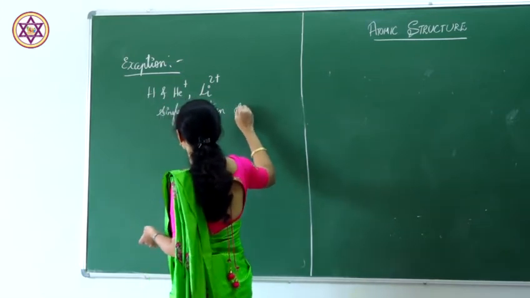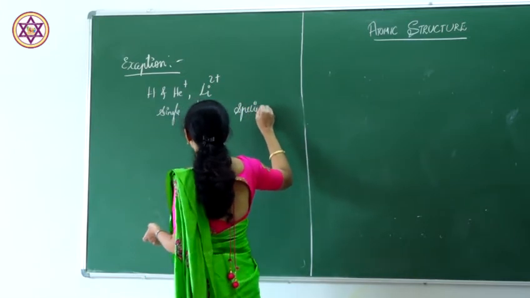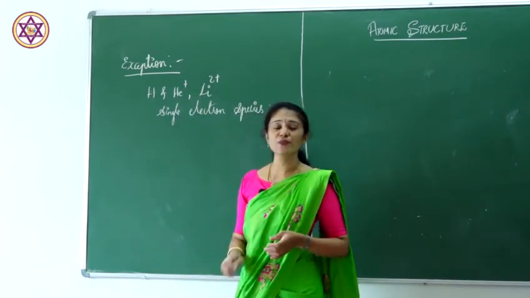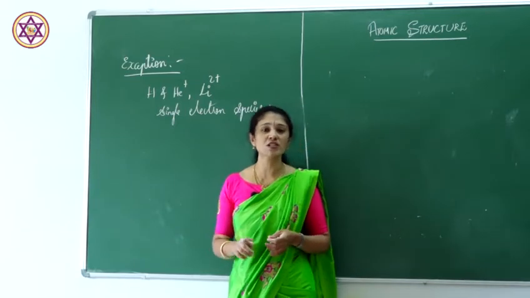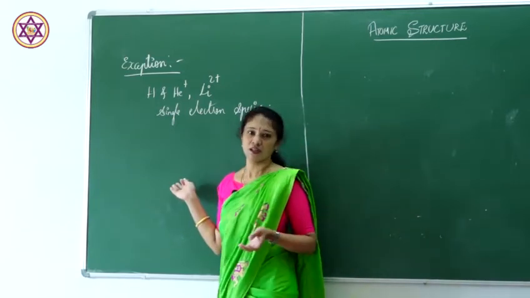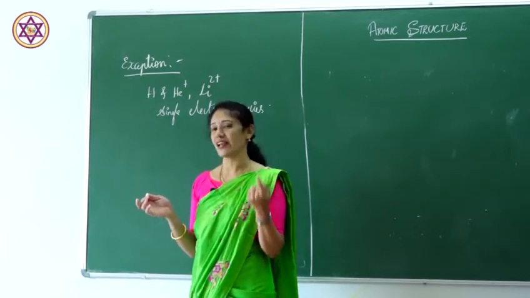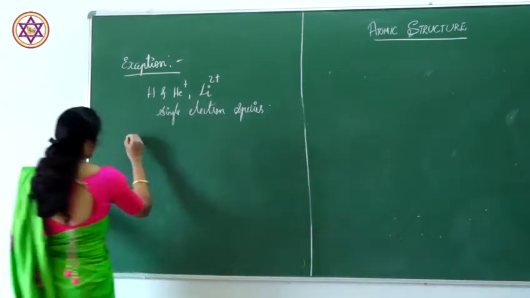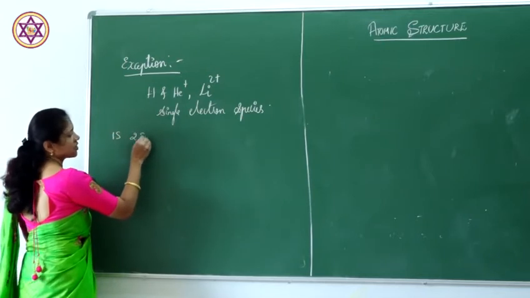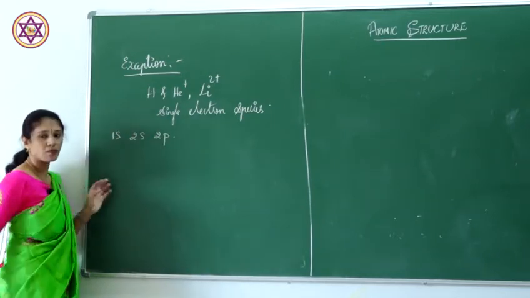These are single electron species. For this single electron species, we cannot apply the n plus l rule because there is no such n value for them, because each of them has only a single electron in it. That is, if I take the 1s, 2s and 2p subshells.